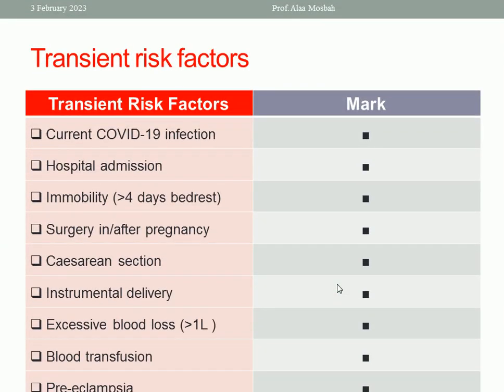Let us go to the transient risk factors. What are the transient risk factors? Like hospital admission, like current COVID-19 infection, like immobility, a woman with bed rest more than 4 days is considered a risk factor. Surgery during pregnancy or immediately after delivery for any reason: cesarean section, instrumental delivery, excessive blood loss more than 1 liter, blood transfusion, preeclampsia. All these are transient risk factors. If any one of them is positive, we put a mark on this side.